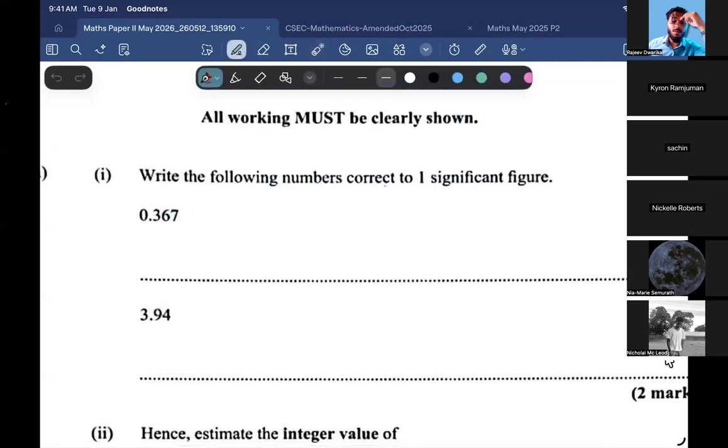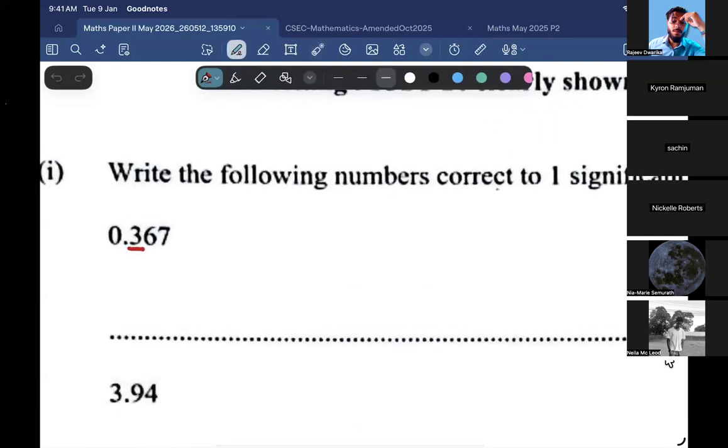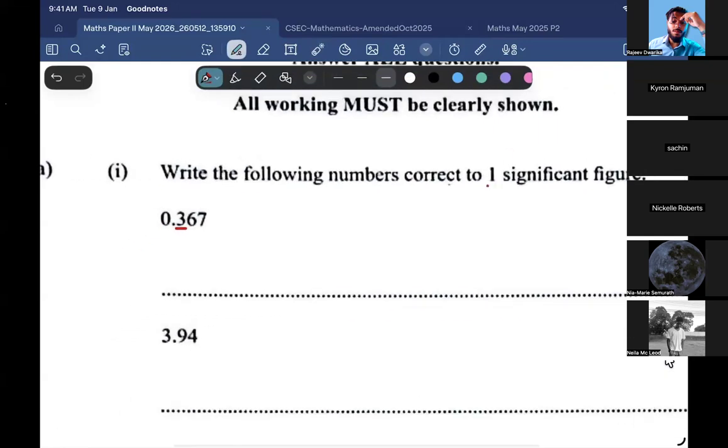Right. So, Chiron, let's start off with this question. In the last class, we did significant figures, so we should be fine. Chiron, write the following numbers correct to one significant figure. What's the first significant figure here? The 3. So I'm going to underline 3, and they said to one significant figure. So we're going to look at the number after 3, which is 6. Since the number after 3 is 6, are we going to round up or round down? Round up. Exactly.